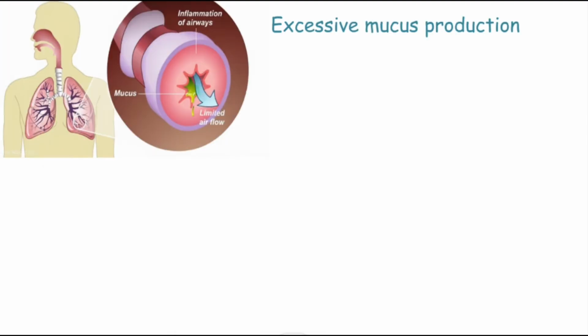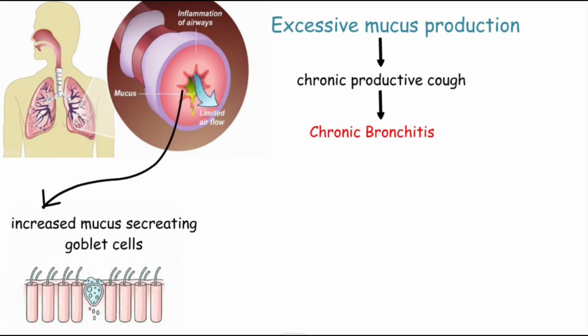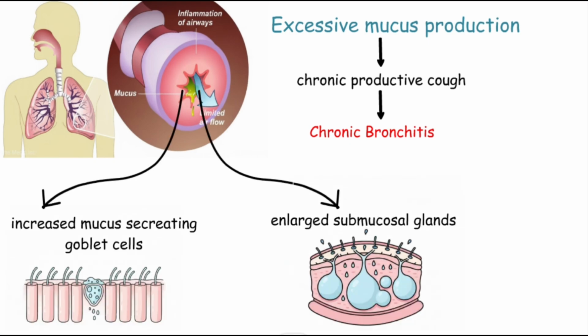Excess mucus production, resulting in a chronic productive cough, is a feature of individuals with predominant chronic bronchitis. However, not all COPD patients have sputum production. Excess mucus production is a result of an increased number of mucus-secreting goblet cells and enlarged submucosal glands.